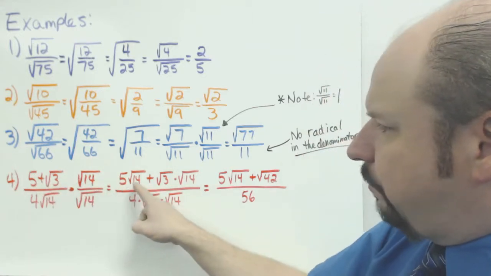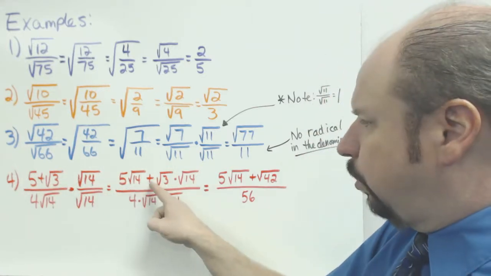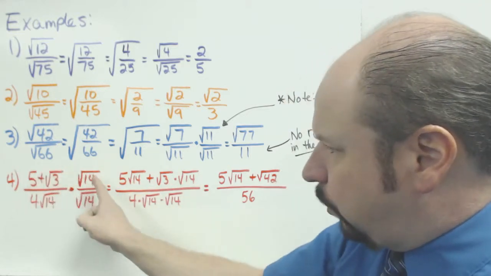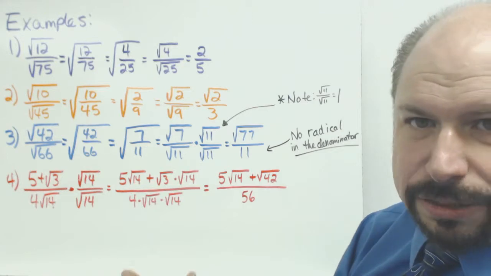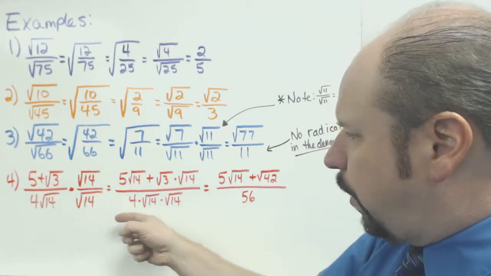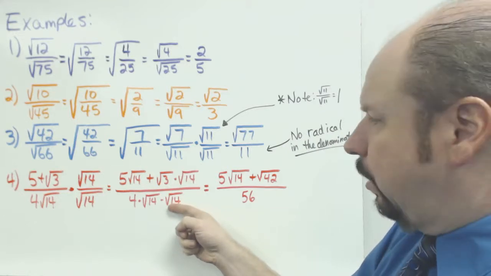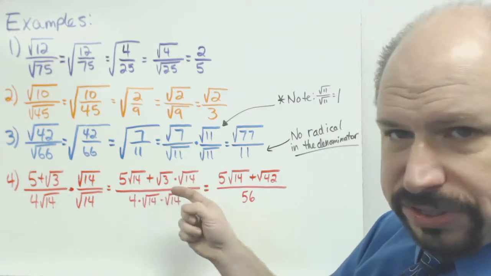So we have 5 times the square root of 14 plus the square root of 3 times the square root of 14. So I just distributed the square root of 14 to both terms. On the bottom we have 4 times the square root of 14 times the square root of 14 again. So let's take a look at the bottom.